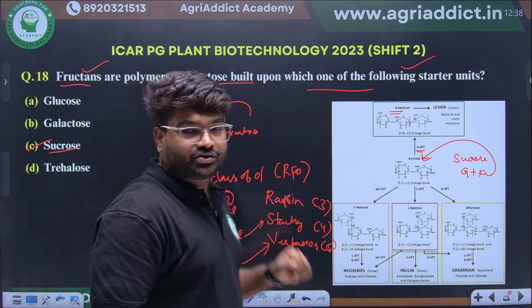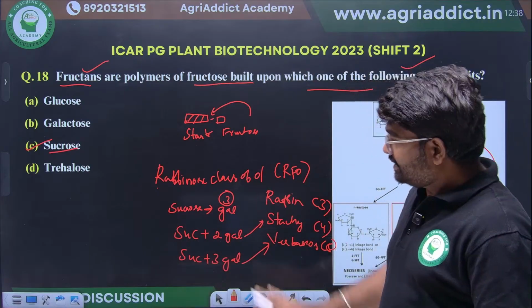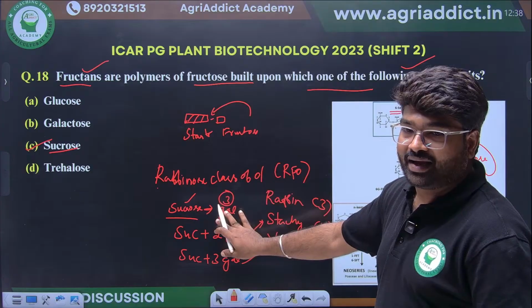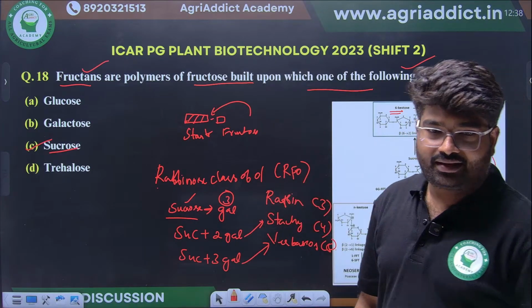This can also be asked. Raffinose class of oligosaccharides. Here also the backbone is sucrose only. So galactose will come and bind here, but in fructans, fructose will come and bind there. Okay, clear?